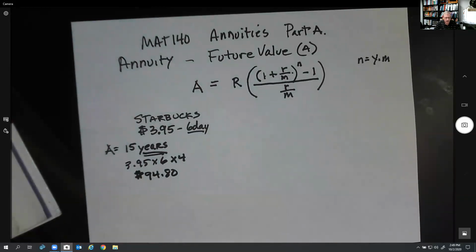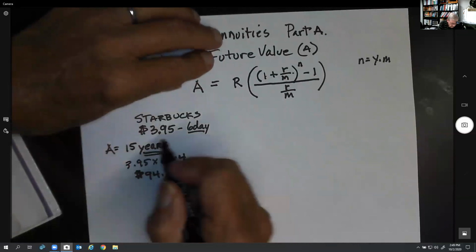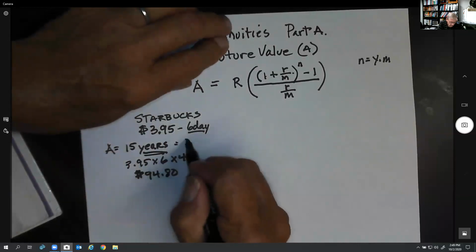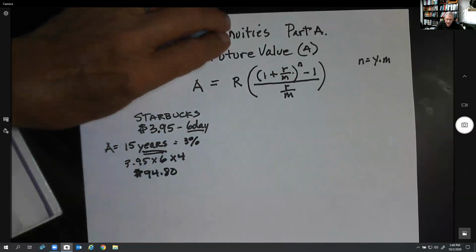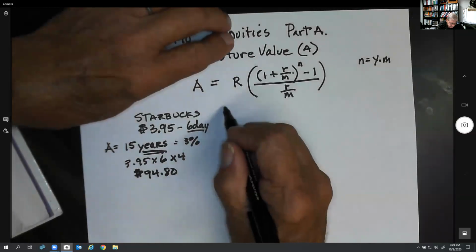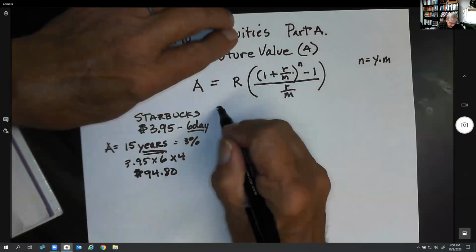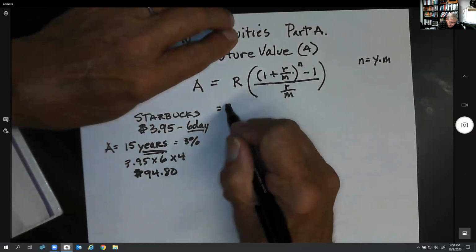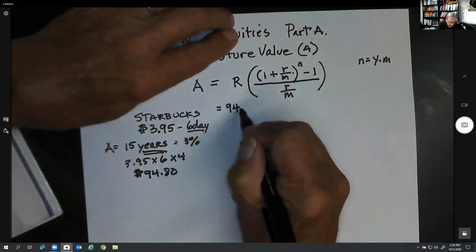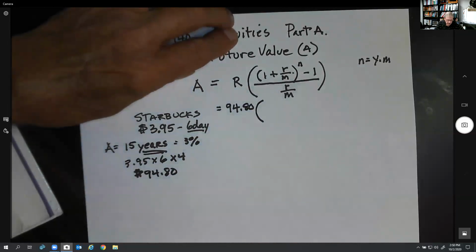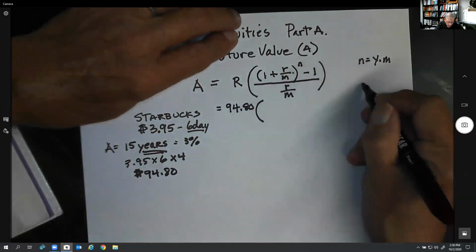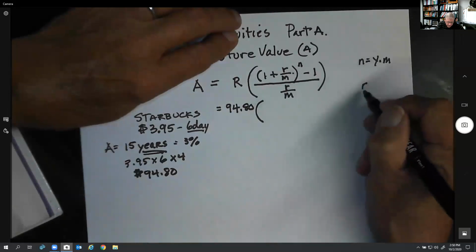So now we're going to try to put it into an account for 15 years at 3%. We're going to put it in at a 3% account. So first thing we're going to do is put in the amount of money. Every month you're depositing $94.80. Okay.